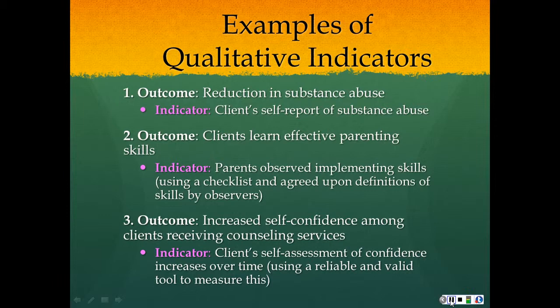So if you see outcome number 2, clients learn effective parenting skills, here is a qualitative indicator. Parents observed implementing skills using a checklist and agreed upon definitions of skills by observers. So here you're observing the parents interacting with their children, and you have a checklist that shows what effective parenting skills are, and you're observing them to see if they meet the checklist. Now this would actually be a better indicator of whether their clients have learned effective parenting skills than just taking a written test.